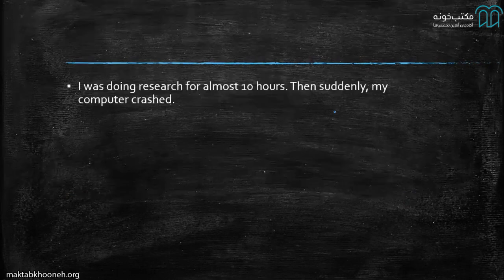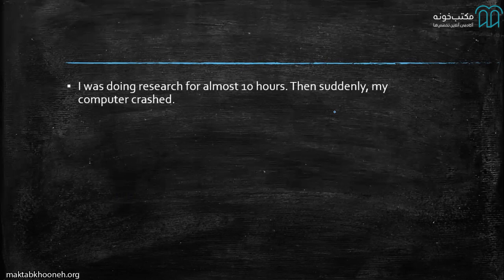First, let's look at the simple version. So I put it into two sentences because it's necessary. It reads like this. I was doing research for almost 10 hours. Okay. Then suddenly my computer crashed. This is very easy to understand. I was doing something for a period of time. Then something happened to stop me. Very clear.